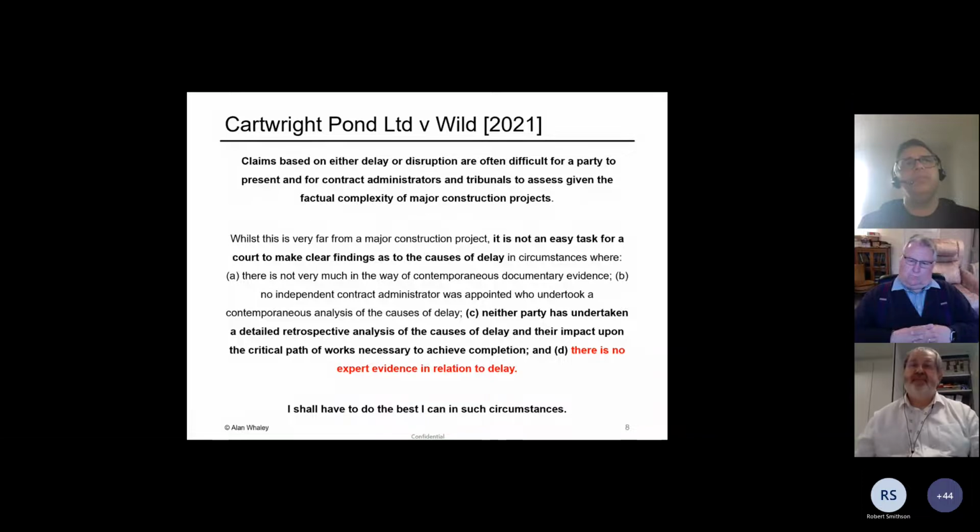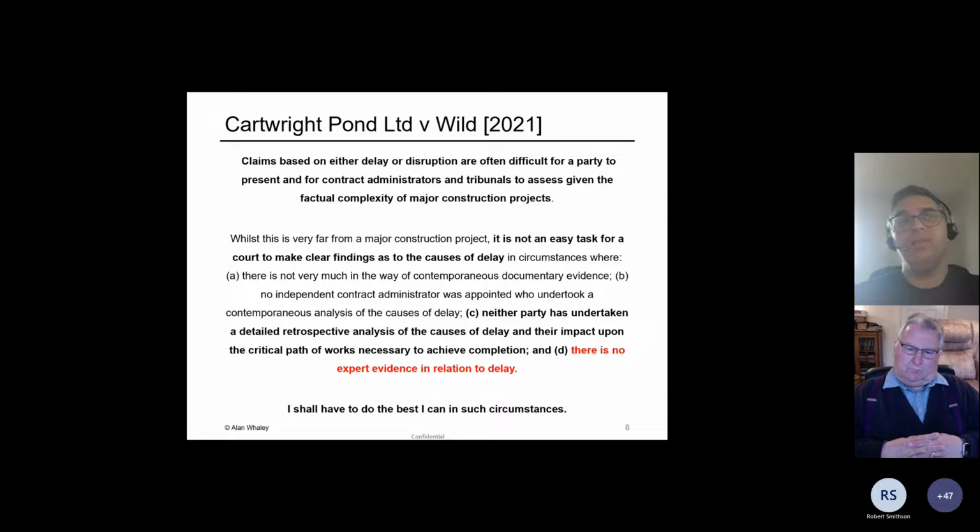So he said this. He said, whilst this is actually very far from a major construction project, I faced significant difficulties here because there wasn't much documentary evidence. There was no contracts administrator, but crucially, neither party had undertaken a detailed retrospective analysis of the causes of delay, and there was no delay expert evidence. So because of that, all the judge could do was try their best in the circumstances. And the risk of this, of course, is that one party or the other receives rough justice, that they don't have a precise understanding of what actually happened on the project upon which to make a reasoned decision.